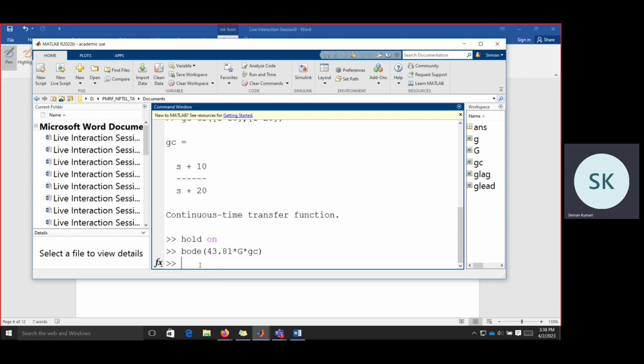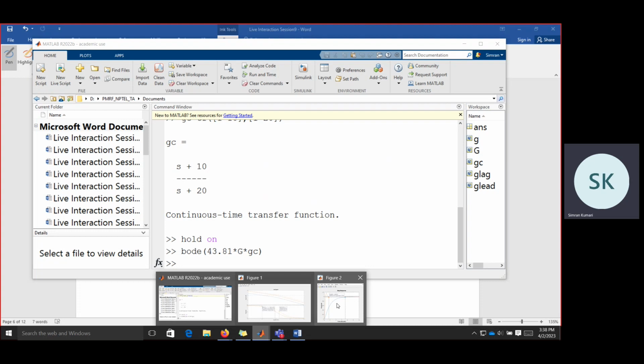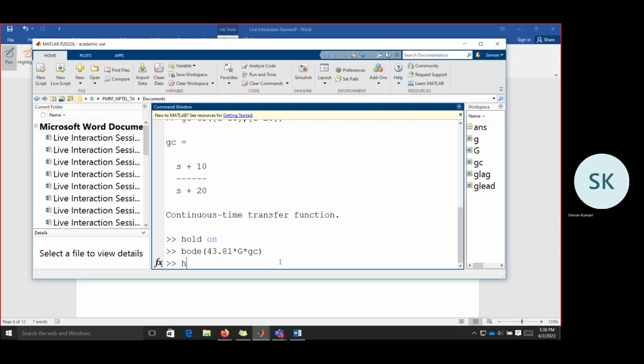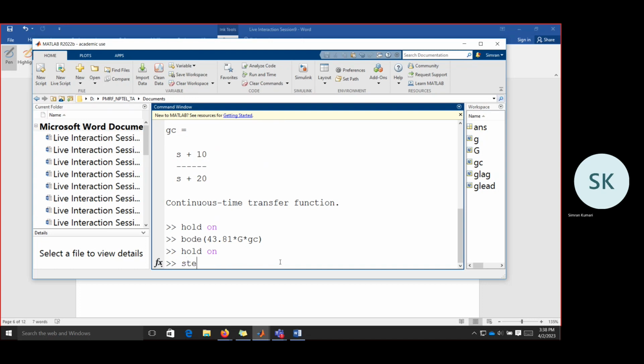So we'll have the step response. We'll try to find out. Just hold on. A step feedback system with forward path, which is this one, comma, unity feedback.